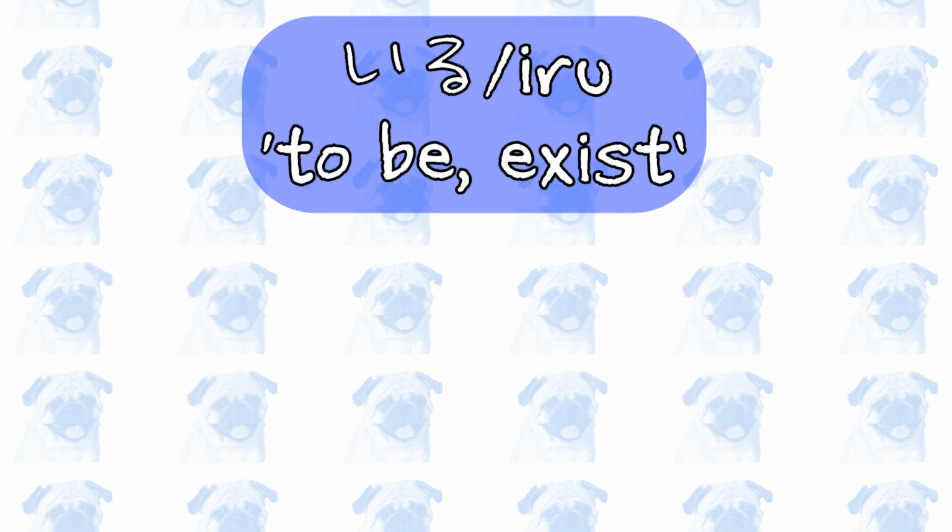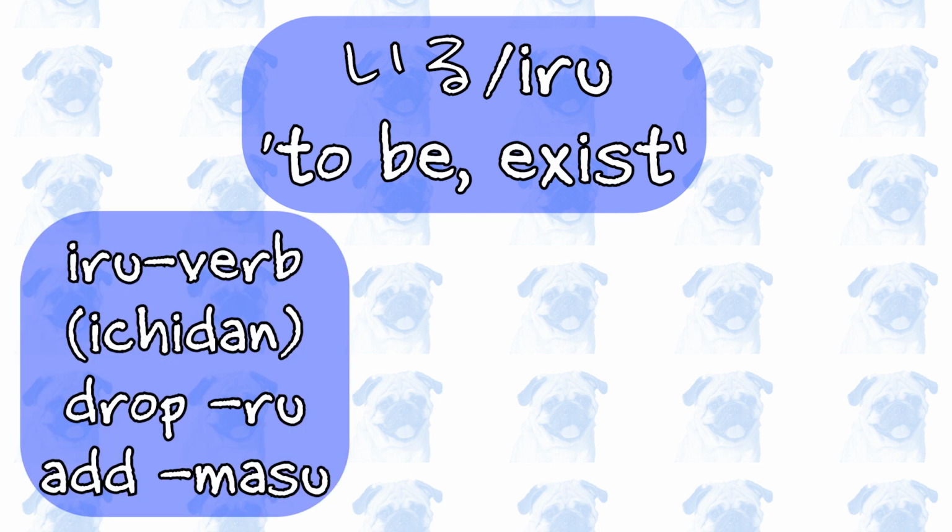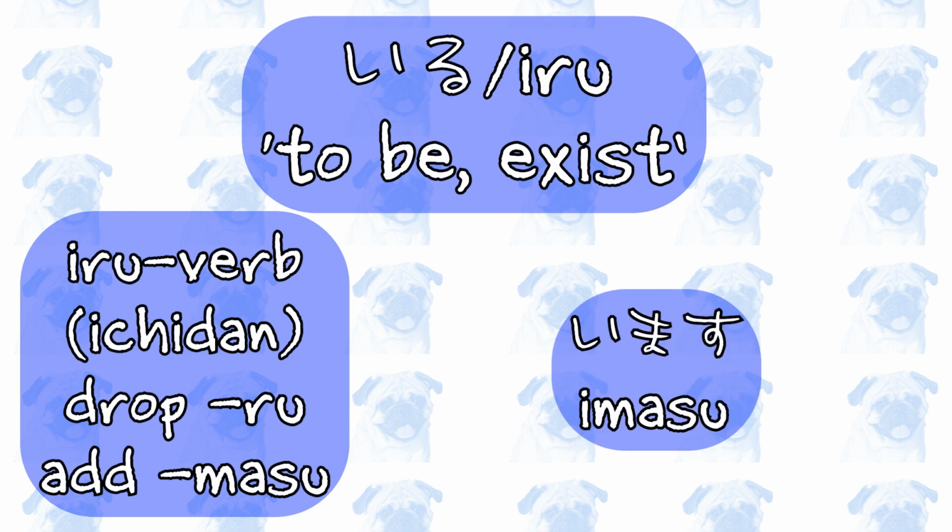Iru, to be, to exist. It is an iru verb as well as an ichidan verb. Therefore, drop the ru and add masu. Imasu, imasu, iru, imasu.